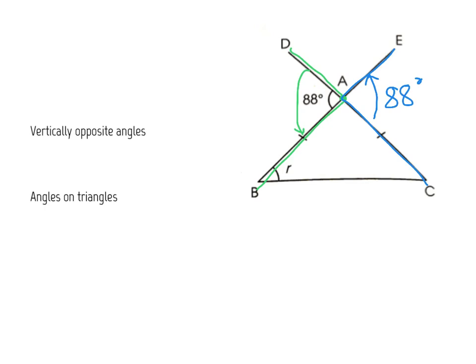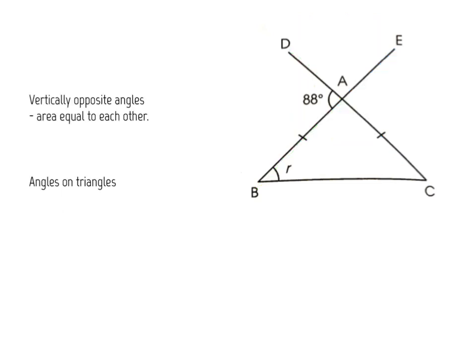Okay? And if you remember in our last video, if it's along a straight line, it adds up to 180 degrees. That means that this one here is just 180 minus 88, which is equal to 92 degrees. And so, the vertically opposite angle on the other side is 92 degrees as well. So that's an example of vertically opposite angles. And vertically opposite angles are equal.